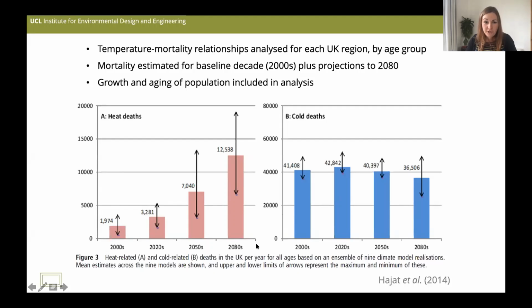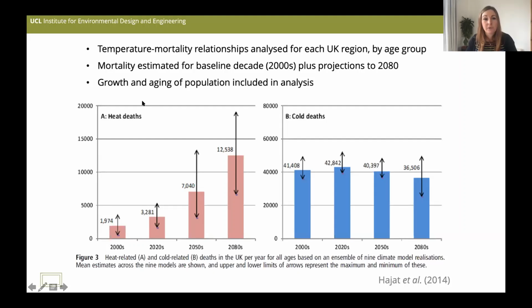So the results are shown below, and the first thing that you can notice is that cold deaths are considerably higher than heat deaths. The scales on these charts are different. So we have more cold deaths in the UK than heat deaths. But you can also see that the projections are that we will see a sharp increase in heat deaths in future decades. And we don't really see a corresponding sharp decline in cold deaths, despite the fact that temperatures are rising.